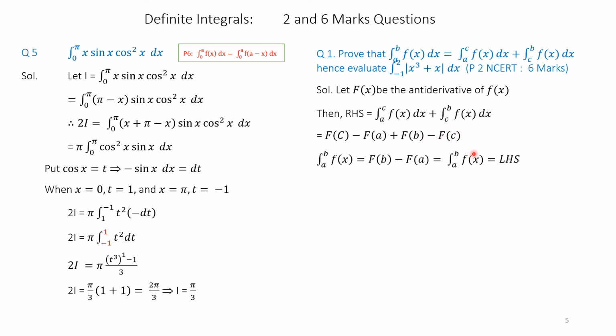That is equal to the integral of a to b of fx. Now you see F of c gets cancelled and it is capital F of b minus capital F of a, that is the antiderivative of x. That can be written as, by definition, we know the integral with upper limit b and lower limit a. Therefore, the integral a to b of fx dx is equal to the right hand side, which is the left hand side.